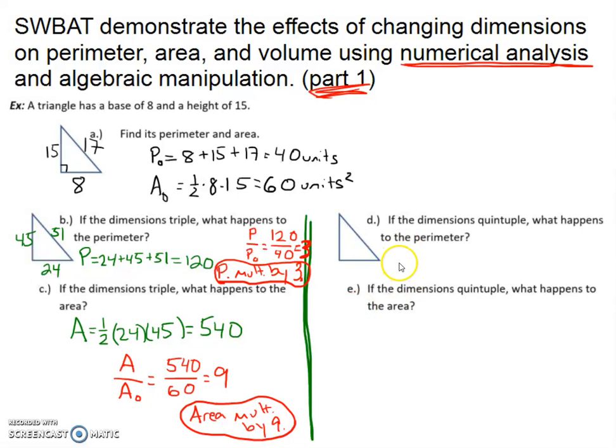I'm going to do one more example here. If the dimensions quintuple, what happens to the perimeter and area? Quintuple, of course, means times 5. So each of these numbers times 5 would give us 40.